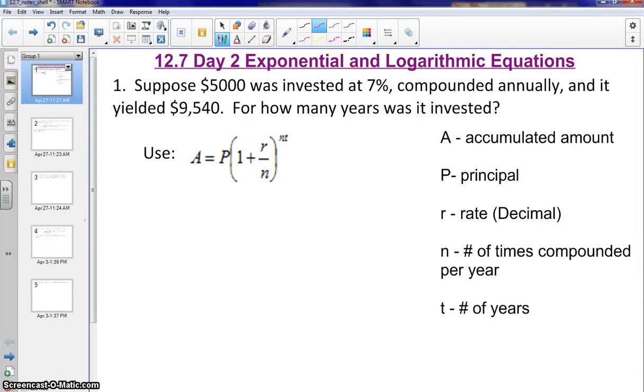Today we're going to continue on with section 12.7, dealing with exponential and logarithmic equations, but specifically we're going to deal with word problems today. Our first example is a type of compound interest problem.